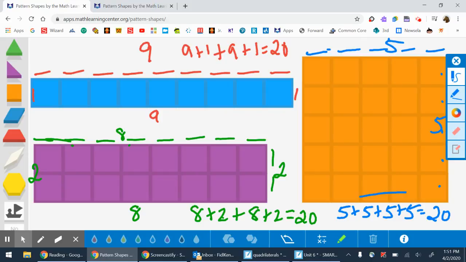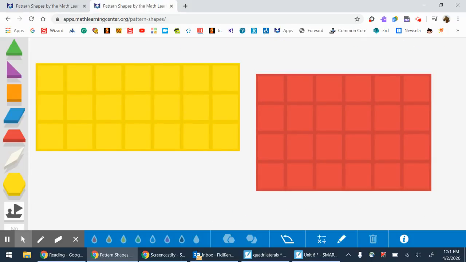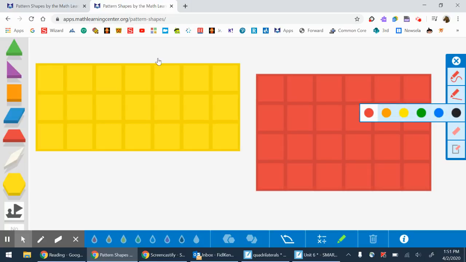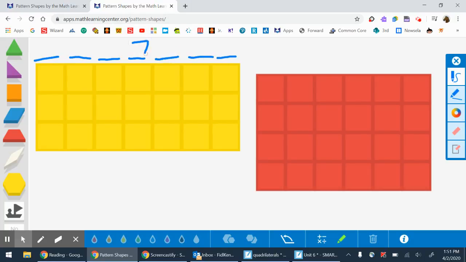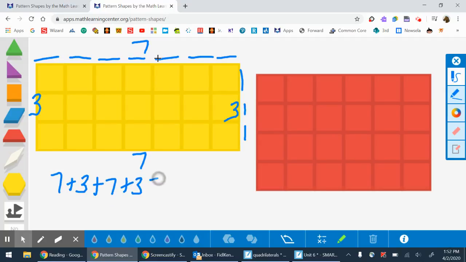All right, let's take a look at my other two that I created. If we take a look at the yellow one, blue again, because we're on a different page. We have 1, 2, 3, 4, 5, 6, 7. This side is 7. And then I have 1, 2, 3. So the opposite side is 3. So to find the perimeter, I can go 7 plus 3 plus 7 plus 3. Once again, I know 7 and 3 is 10, plus another 7 and 3 is 10, so my total is 20.